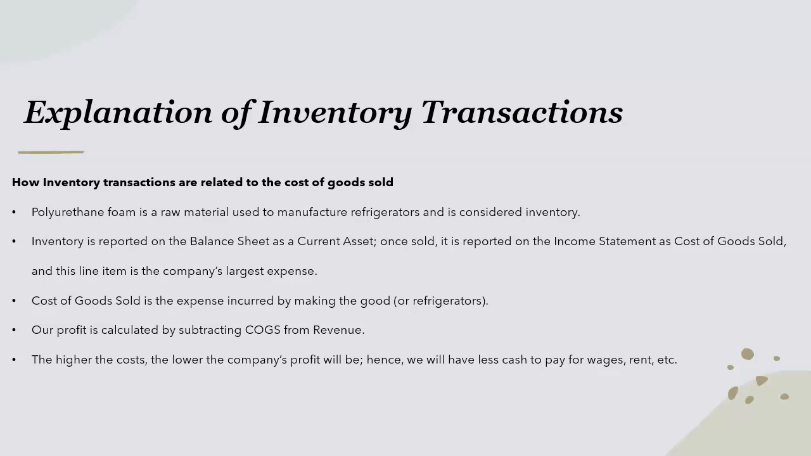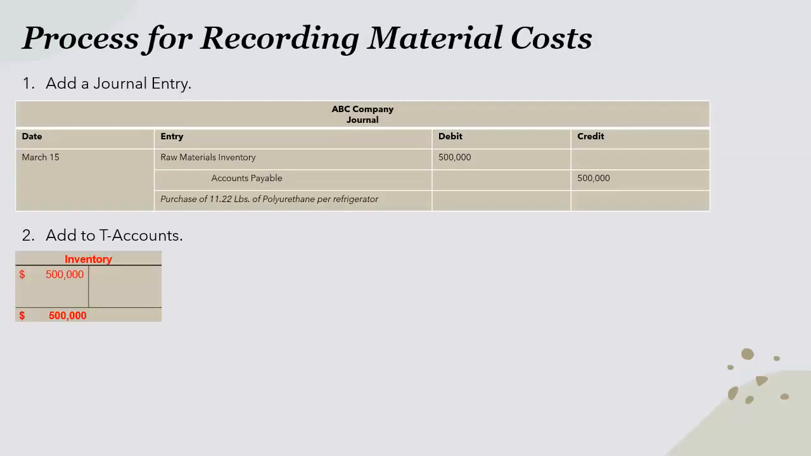So what input costs do we have in order to manufacture the refrigerators? Our profit is calculated by subtracting that cost of goods sold from revenue. The higher the cost, the lower the company's profit will be, and hence we'll have less cash to expand, pay for wages, rents, etc. Let's take a look at the original journal entry.